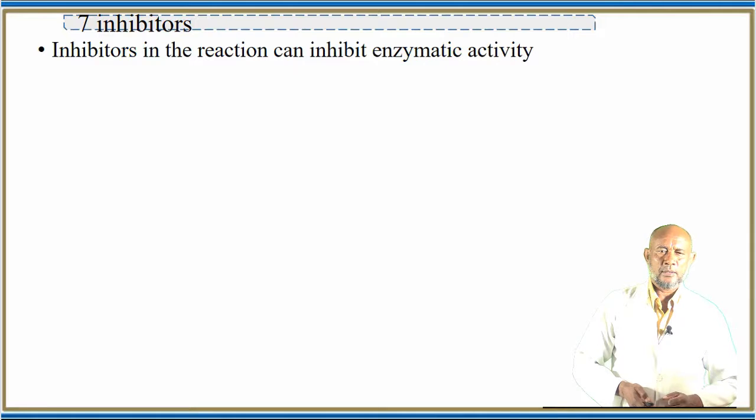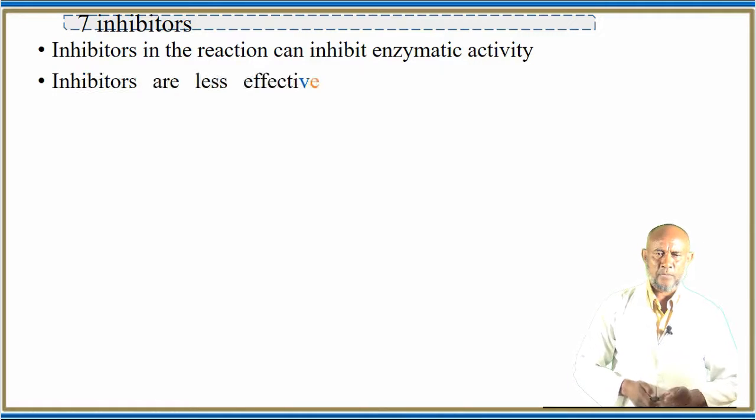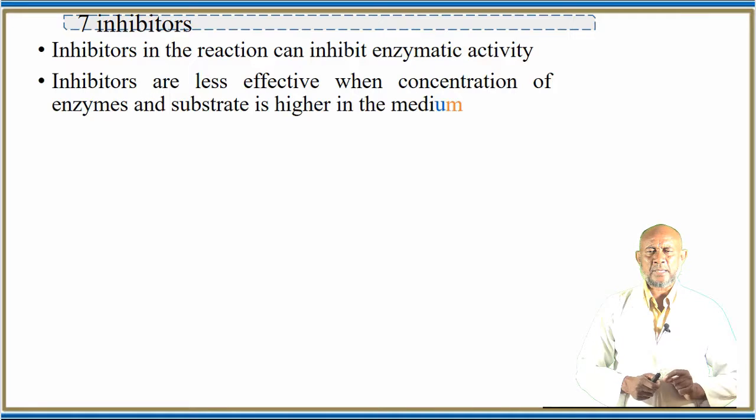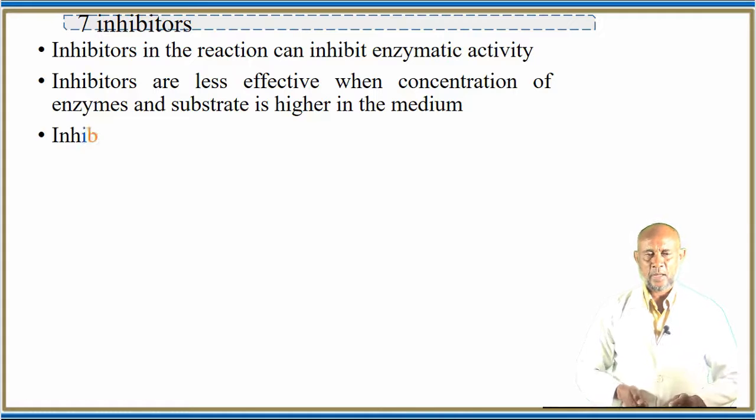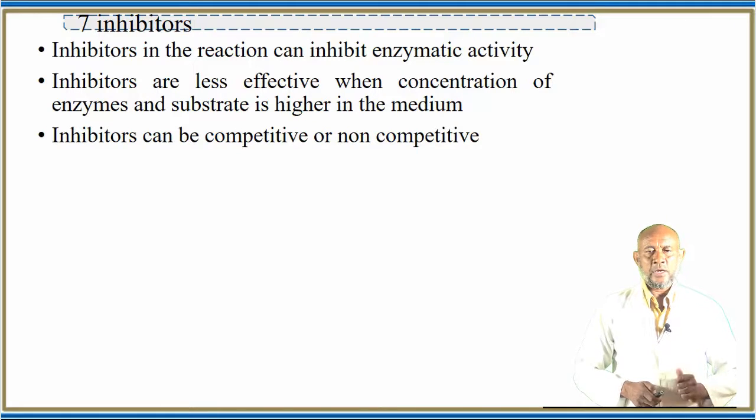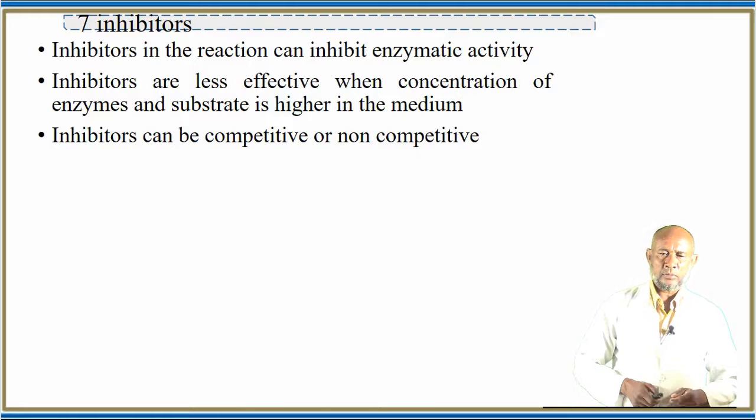And the seventh factor which affects the enzyme activity is inhibitors, the inhibitor. Inhibitor in the reaction can inhibit enzymatic activity. Inhibitors are less effective when the concentration of enzyme and substrate is higher in the medium. The inhibitor can be competitive or non-competitive.